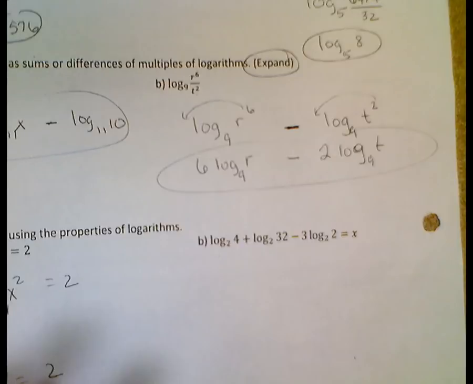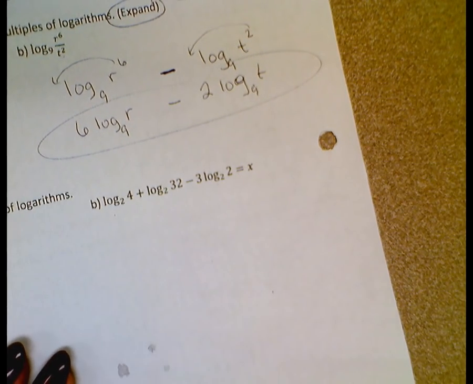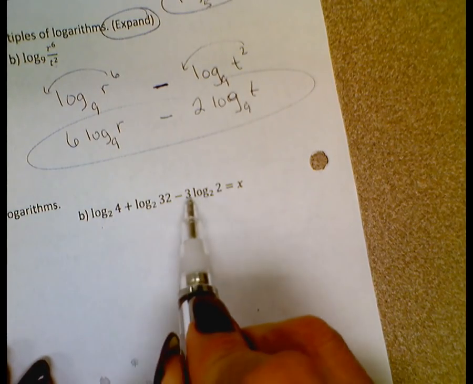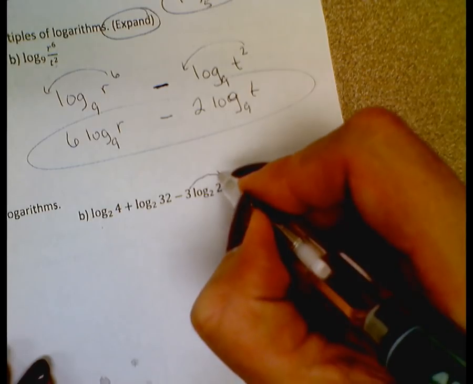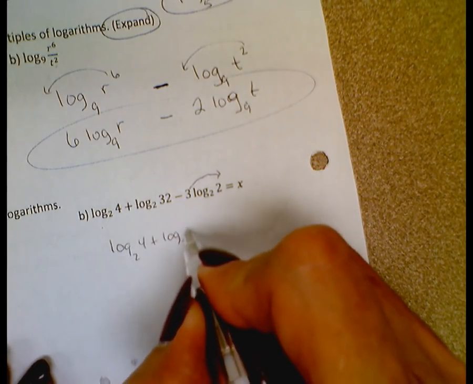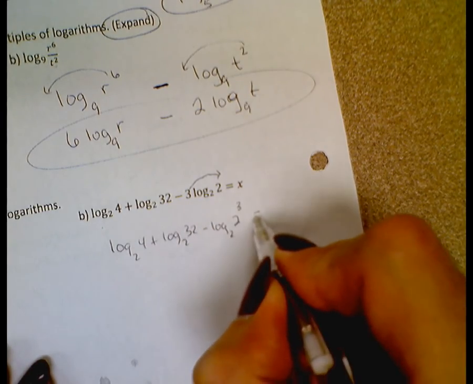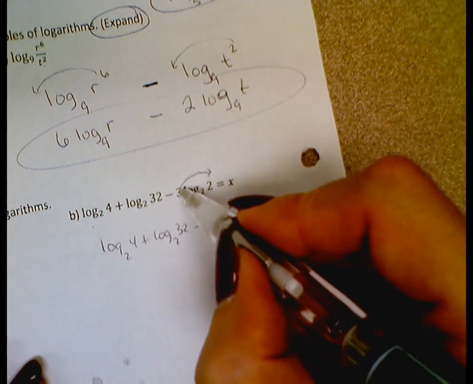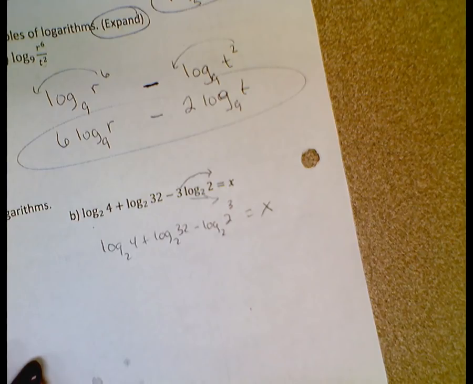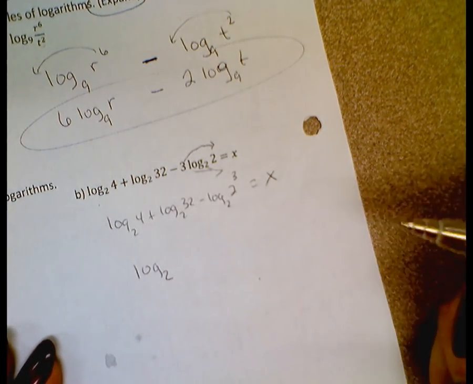So over here, now we have 3 of them. So we got to get these down to 1. But what's the only one that's not ready to go? This one's good. This one's good. But see that 3? This 3 should become an exponent. So I'm going to have log base 2 of 4 plus log base 2 of 32 minus log base 2 of 2 cubed all equals x. You see that? I made that a cube right there.